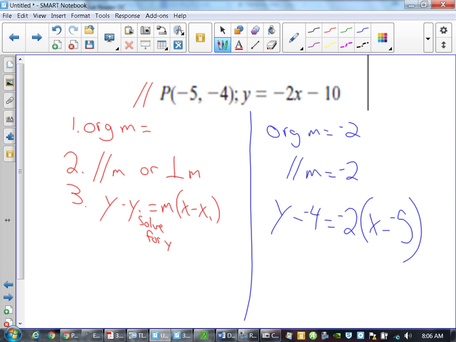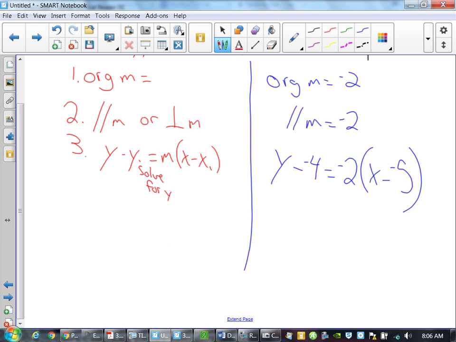Too many of you guys are not rewriting this very next step. You're trying to move all the negatives and stuff like that. Rewrite it as addition first. Rewrite it as addition before you distribute through. You're making the silly mistakes with your signs. Okay? Y minus a negative 4 is the same thing as saying y plus 4. Same thing inside the parentheses.